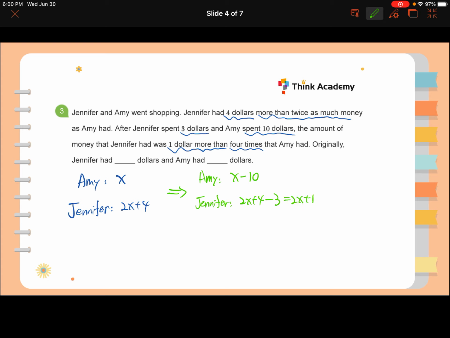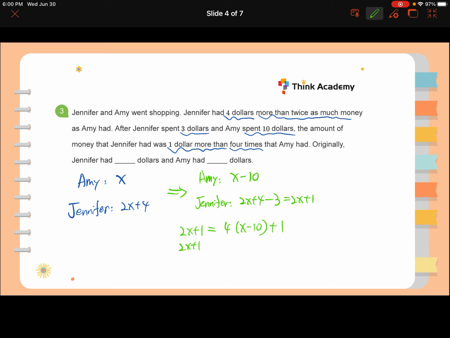And now Jennifer has $1 more than 4 times than Amy had. And we know that Jennifer has 2x plus 1, that equals 4 times Amy's money, which is x minus 10, and $1 more, so plus 1. And then we can just solve this equation and solve for x.